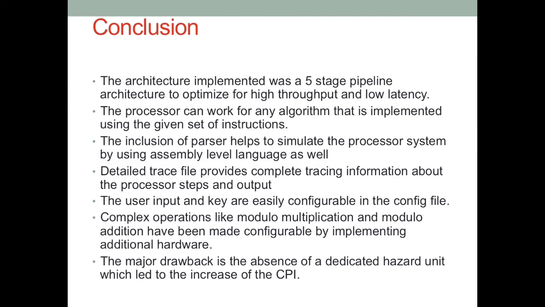Finally, concluding my presentation, I'll point out the key features of my architecture, focusing on the strengths and the weaknesses. A 5-stage pipeline architecture was implemented. The processor can work for any other block cipher algorithm using the given set of instructions. Inclusion of the parser helps to simulate the processor system using assembly code as well. The user input and key are easily configurable in the config file. Complex modulo operations are implemented using special hardware to optimize throughput and latency. However, the major drawback is the absence of a dedicated hazard unit, and a detailed trace file has been provided showing the complete tracing information about the processor steps and output.